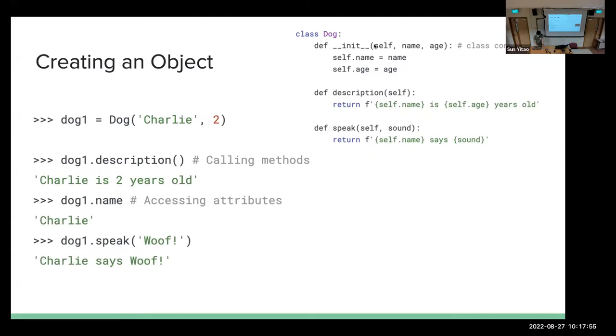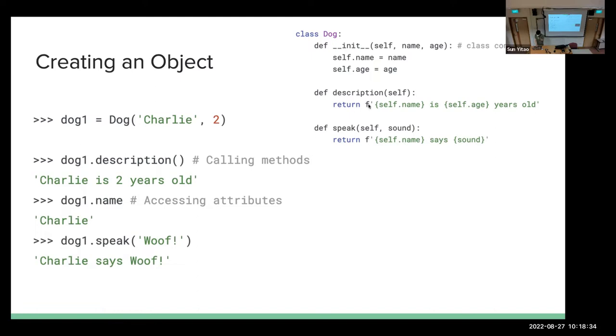So when you create an instance of this class, you ignore this first parameter and just continue from there. Like, name is Charlie, and age is 2. And for description, you ignore the first parameter, and you don't have to specify any arguments. If the dog has the name Charlie and age 2, then when you call description, it will return the string with Charlie.